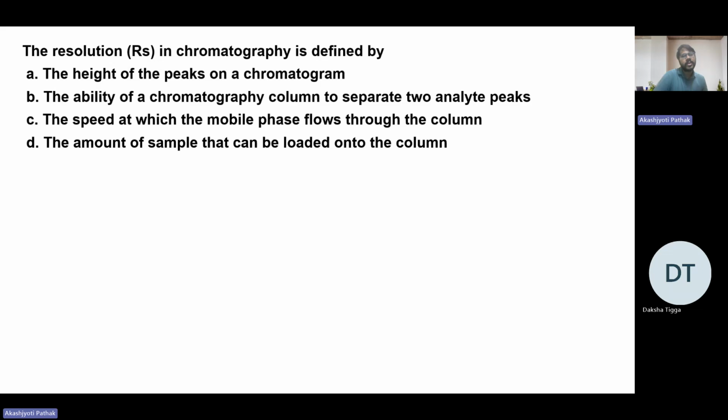Now, what is resolution in chromatography? Just now we learned that resolution is basically the ability to separate two objects. Resolution we learned in microscopy as well. Resolution is basically the ability to separate two different points as two separate objects. In the case of chromatography, resolution is the ability to separate one peak from the other, to separate two analyte peaks. So the ability of a chromatographic column to separate two analyte peaks is resolution.